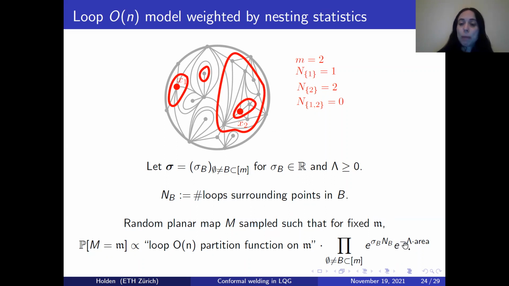We also multiply by this term at the end, which gives us some exponential penalization of surfaces with large area. The area of the planar map is just the total number of vertices of the planar map. When we sample this planar map at random, we are assuming that the boundary length of the map is fixed, whereas the number of vertices in total is random.